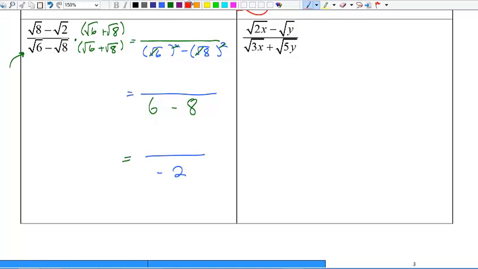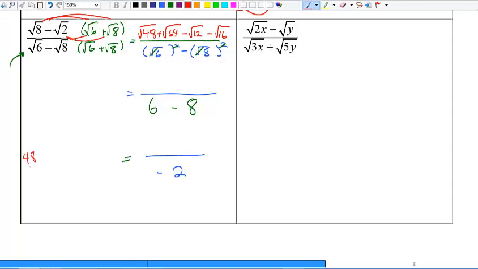Now that I've successfully got the denominator to not have a radical, I'm going to go back and distribute my numerator. There are no shortcuts on this because they aren't conjugates, so you can't use the difference of squares. So we have the square root of 48 plus the square root of 64 minus the square root of 12 minus the square root of 16. It looks like a lot of those are going to reduce.